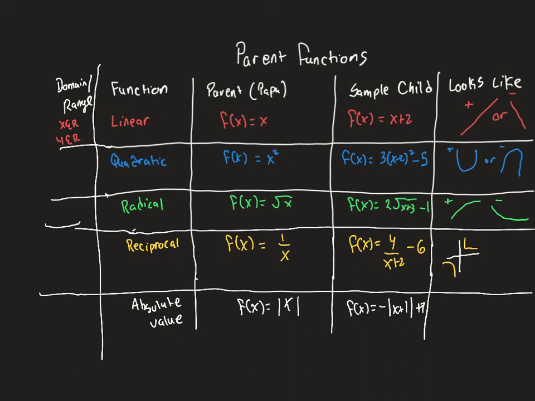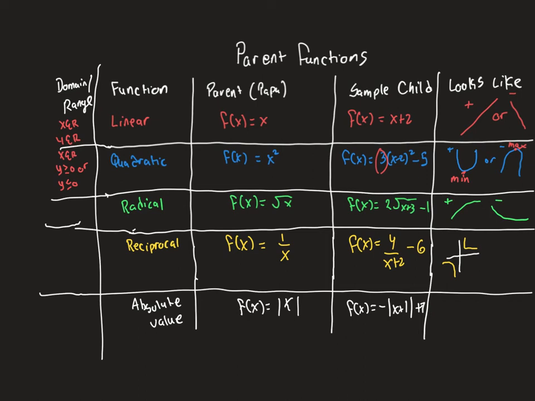For quadratic, well, x can still be everything, but range is either going to be y is greater than or equal to 0, or y is less than or equal to 0. That depends on your a value. Basically, if you get the U shape or the N shape. Now, if I have the U shape, then this point here, remember our vertex, would be called a minimum. This one would be called the maximum.